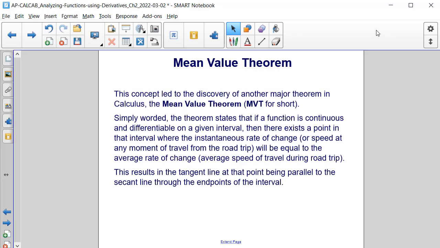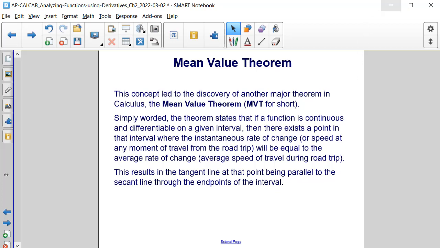This concept led to the discovery of another major theorem in calculus called the mean value theorem, or MVT for short. Simply worded, the theorem states that if a function is continuous and differentiable on a given interval, then there exists a point in that interval where the instantaneous rate of change, or the speed at any moment of travel from the road trip, will be equal to the average rate of change, or the average speed of traveling during a road trip.